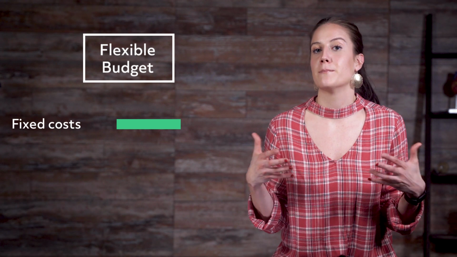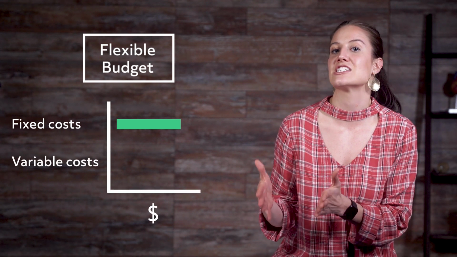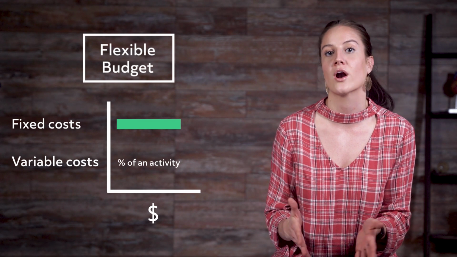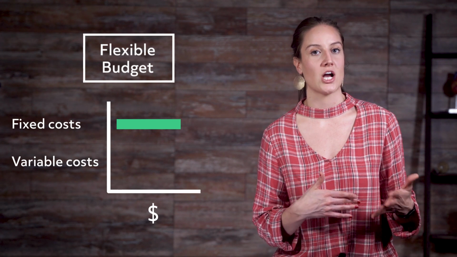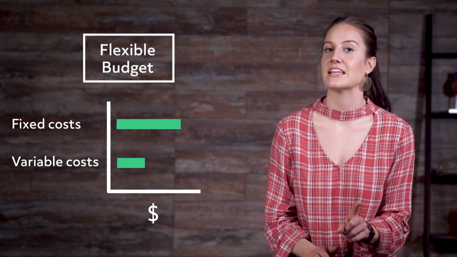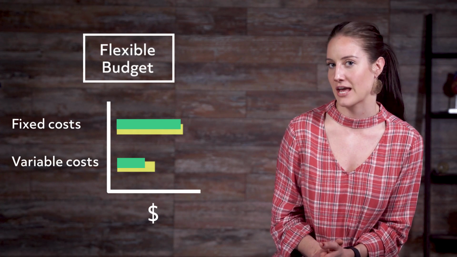Then build your budgetary model where fixed costs are established and variable costs are set as a percentage of an activity or a per unit cost. Next, enter those activity costs into the model. Finally, compare the model to a completed period to determine how similar they are.